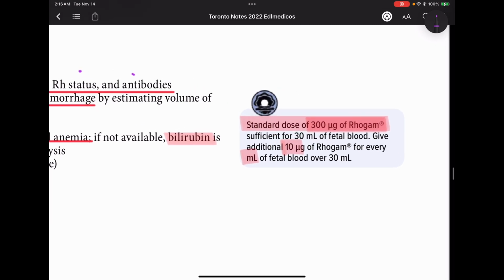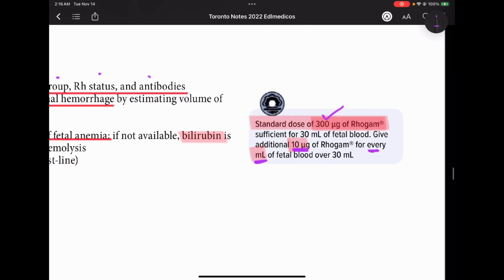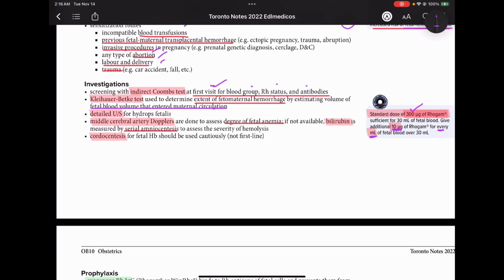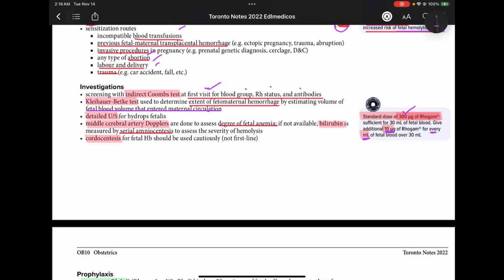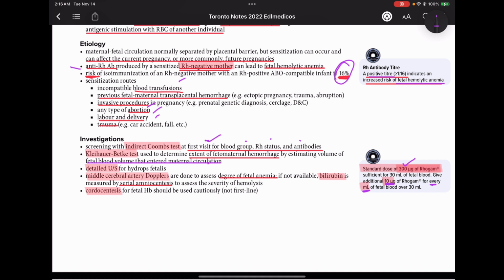So the standard dose of 300 micrograms of ROGAM is sufficient for 30 milliliters. In general, we do give 300 micrograms at 28 weeks, but we have to give an additional 10 micrograms for every milliliter over 30 milliliters. So with the Kleihauer-Betke test, we measure how much fetal blood volume has entered, and then according to that, we give the dosage of ROGAM. So the investigation for isoimmunization would be indirect Coombs test, Kleihauer-Betke, and detailed ultrasound.